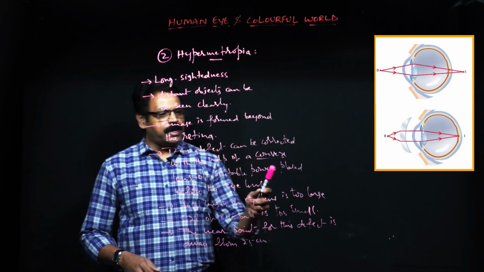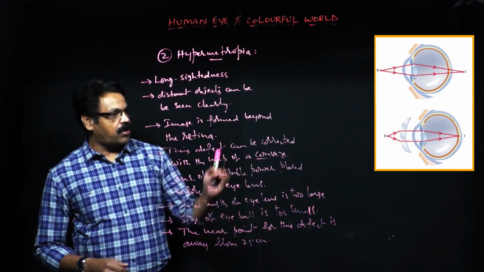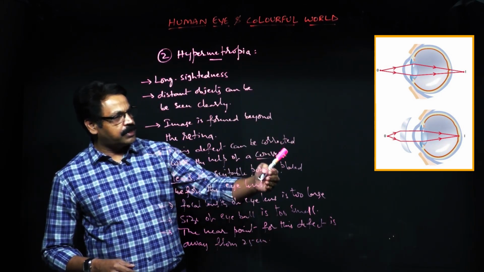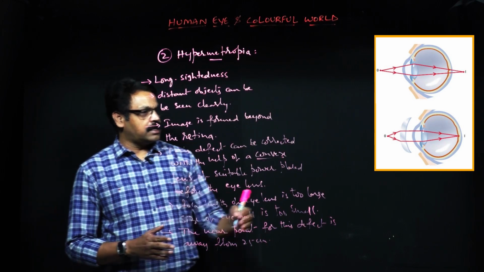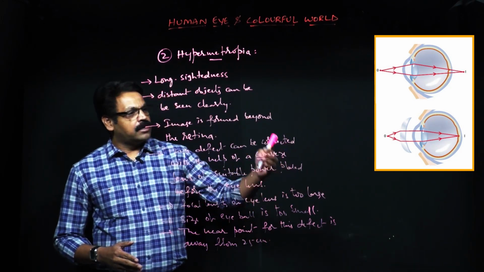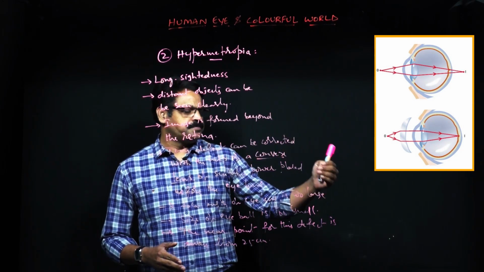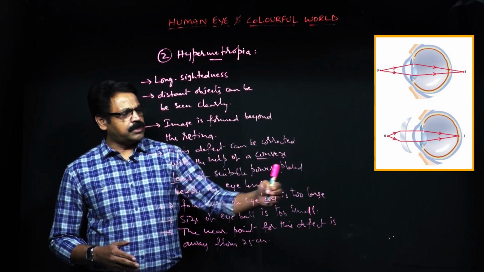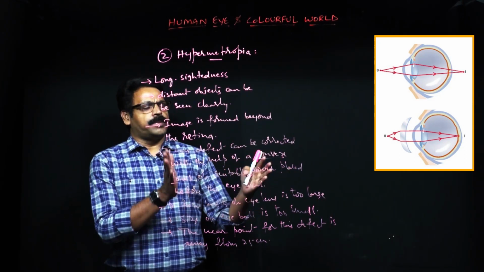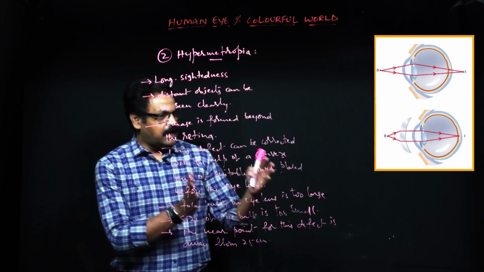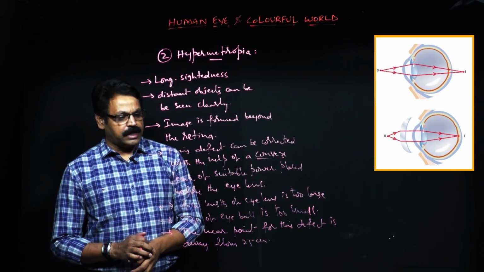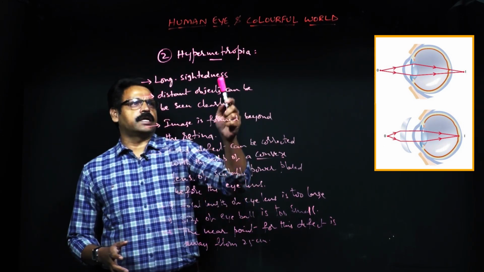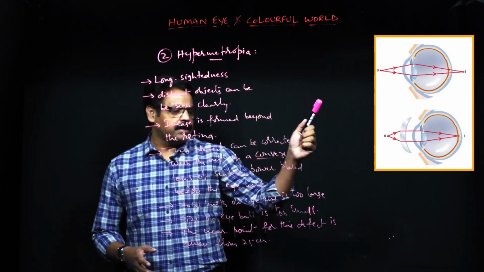For that sake, we are using a convex lens. A convex lens has to be placed before the eye lens so that the correction can be done. Now the image is formed on the retina so that the hypermetropic error can be corrected. So that is how you can correct the hypermetropia with the help of a convex lens.